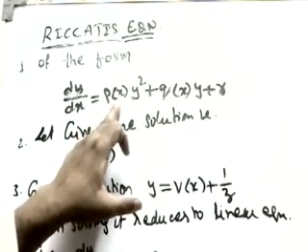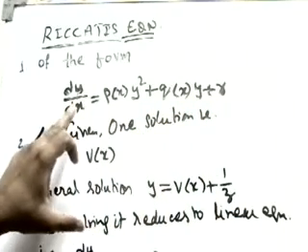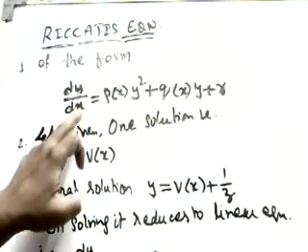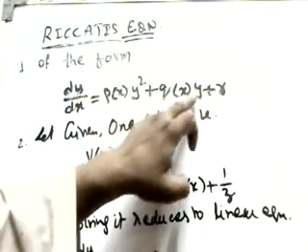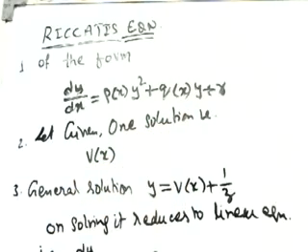The Riccati's equation is dy/dx = p(x) y² + q(x) y + r. How to identify this? Here we'll have dy/dx, here y squared, then y. This is the Riccati's equation.